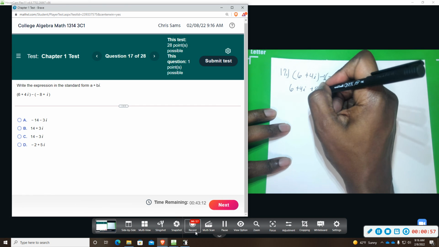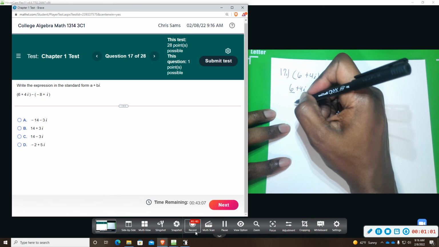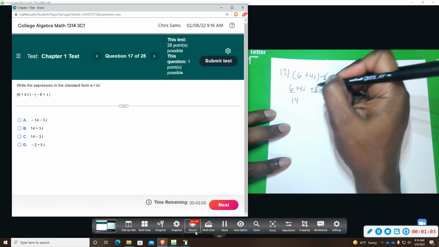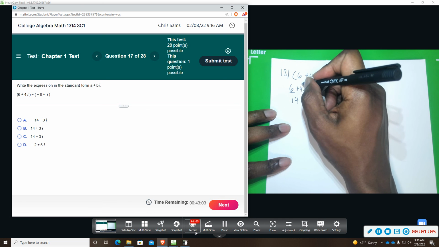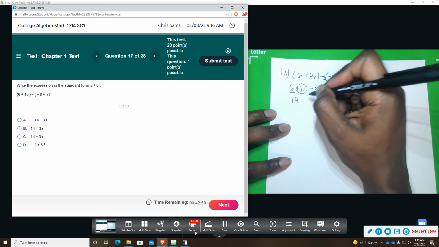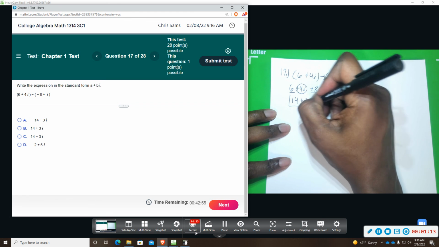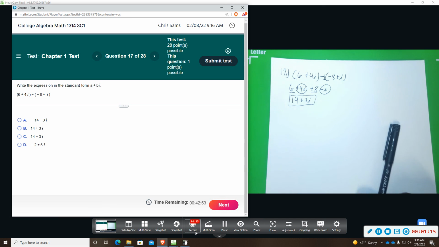And then we're going to combine like terms, the 8 and the 6, both positive. You add those, and that will give you 14. And then the i is positive 4i minus i, so it's going to give you a positive 3i. So 14 plus 3i, that is in standard form.